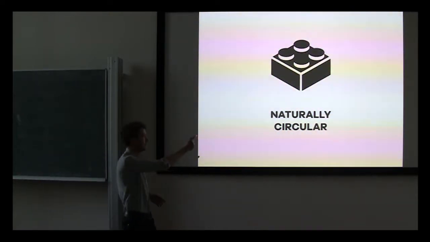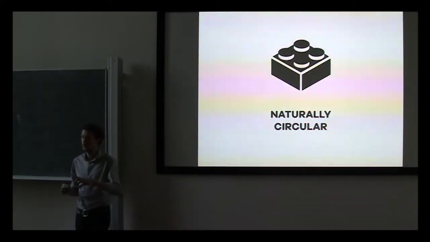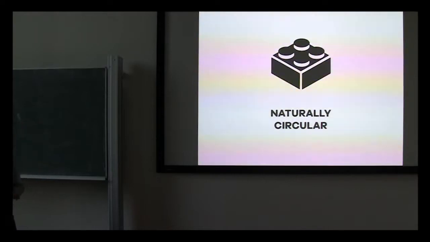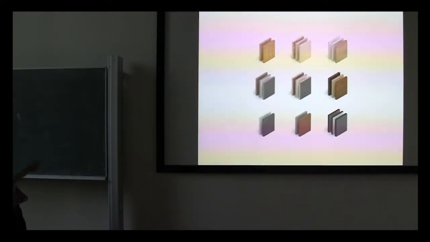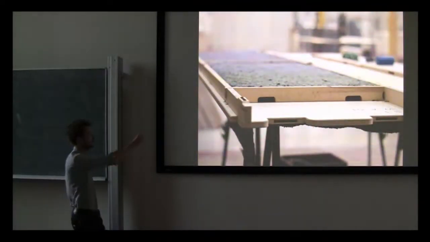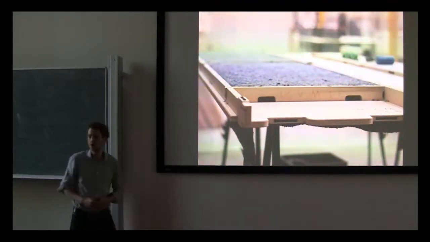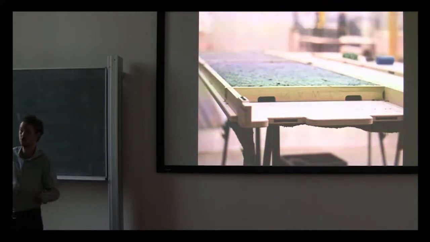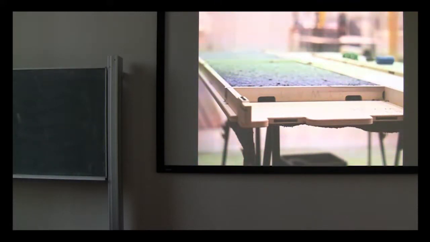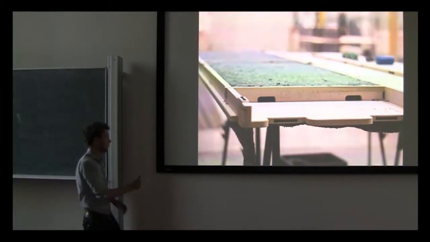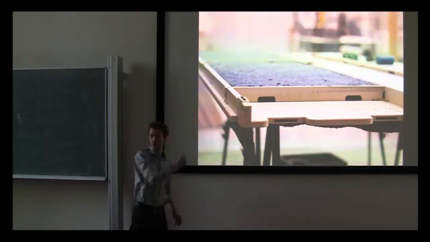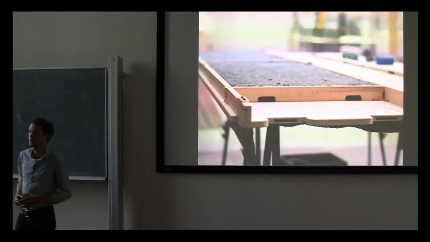The terminology naturally circular means that we not only look at the circularity of certain processes, but we also try to use as much natural materials as possible. So for example, if you look at this particle wall segment, you see that construction is fully wood-based and that the insulation is made from upcycled jeans. This is acoustic insulation.